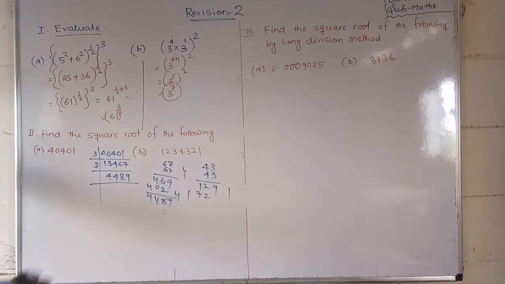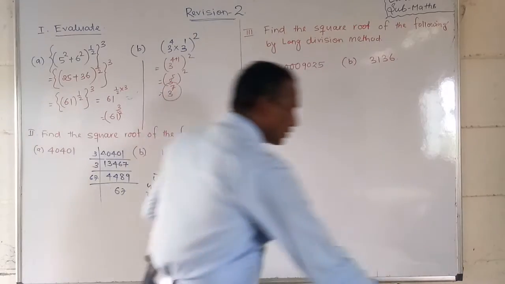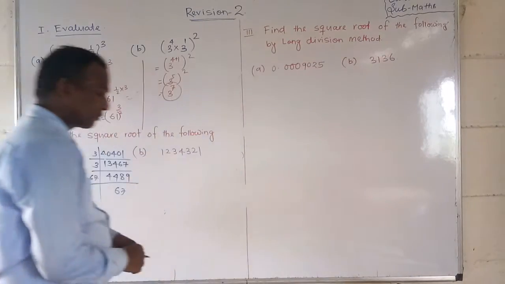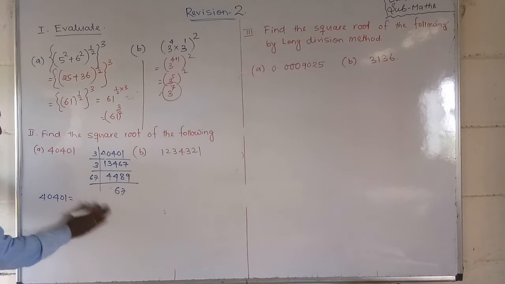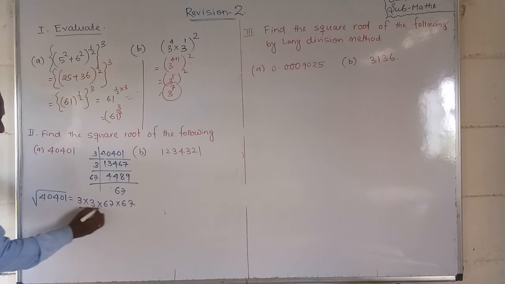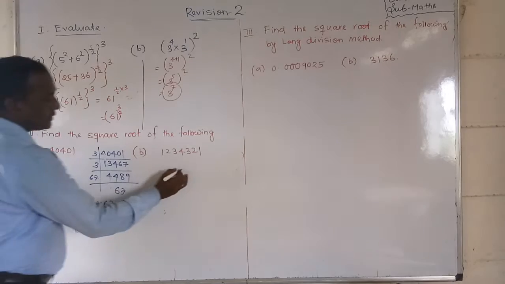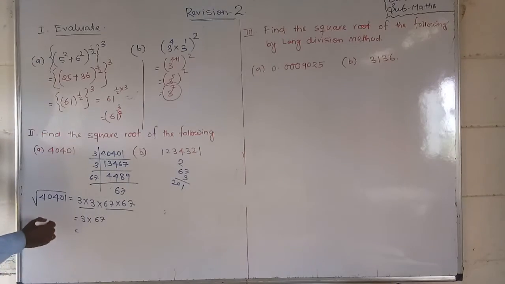Yes, now 67, see students, 67 ja. So whatever we got, we can write 40401 is equal to 3 into 3 into 67 into 67. If we find the root of this, it is 3 into 67, which is 67 into 3, 201. So this is our answer, friends.